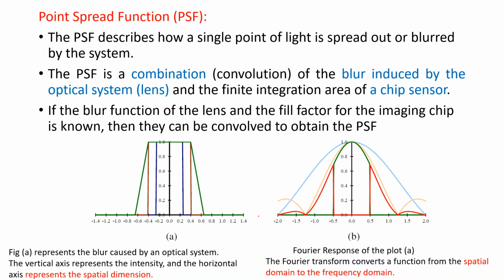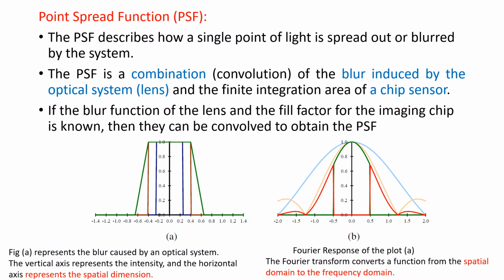The next one is the point spread function. Imagine a star in the night sky, which is a perfect point in space. When your camera takes a picture, the point doesn't appear as a single point. Instead, it appears as a blob. That blob is called the point spread function. It describes how a single point of light is spread out or blurred by the system, which is nothing but the combination of blur introduced by the lens as well as by the area of the chip sensor.